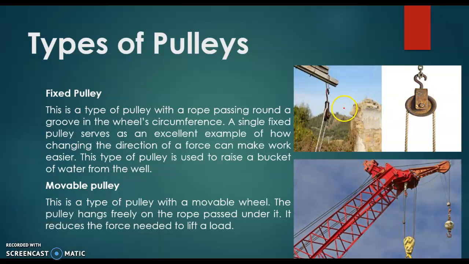The next is a movable pulley. This is a type of pulley with a movable wheel. The pulley hangs freely on the rope passed under it. It reduces the force needed to lift a load. Now this pulley is not attached to it. It's not fixed as it is here. It can move. You can see there are ropes attached to it, so it can move about if a force is applied. The reason for this rope is that it reduces the force needed to lift the load.